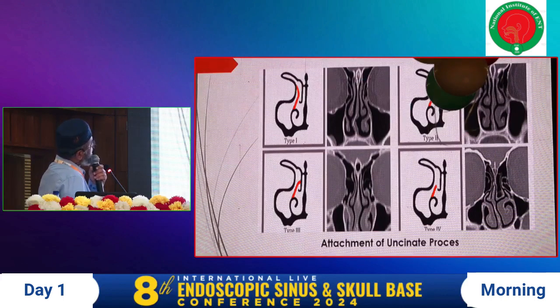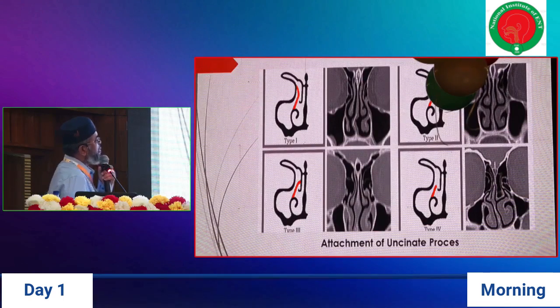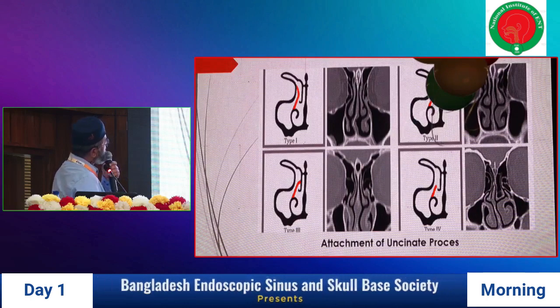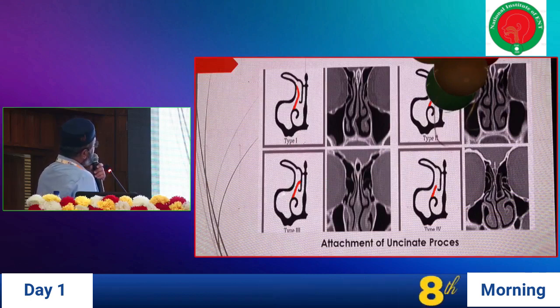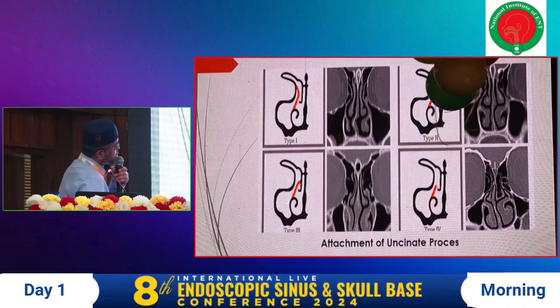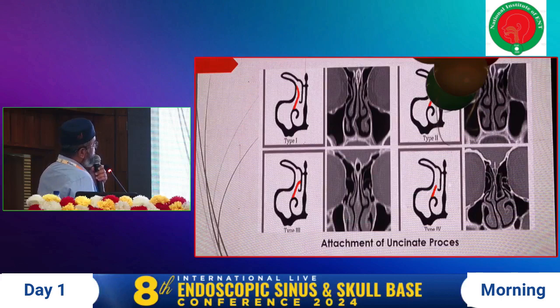Another type is where the uncinate process is attached to the base of the skull, and the drainage goes to the infundibulum, and also in type 3 it is attached to the turbinate and the drainage goes to the infundibulum. In these two situations, frontal sinus disease may extend into the maxillary sinus, and vice versa, maxillary sinus disease into the frontal sinus. Another type is where the frontal sinus drains onto the middle meatus.